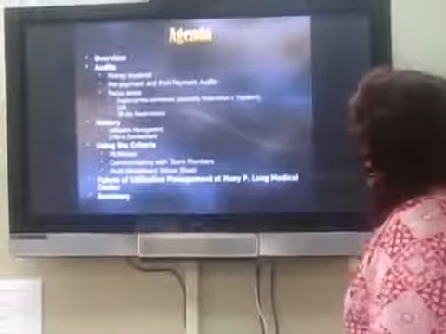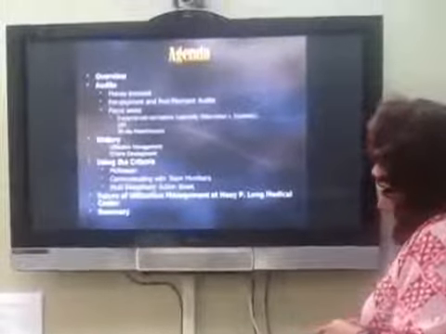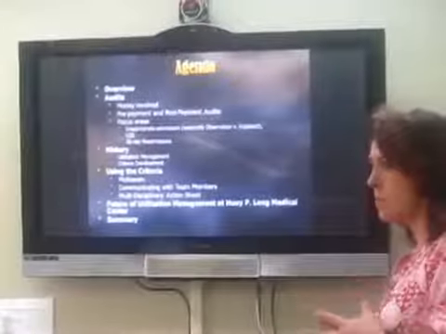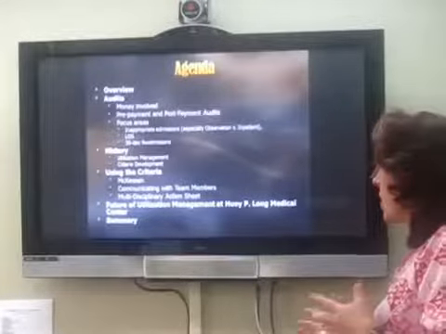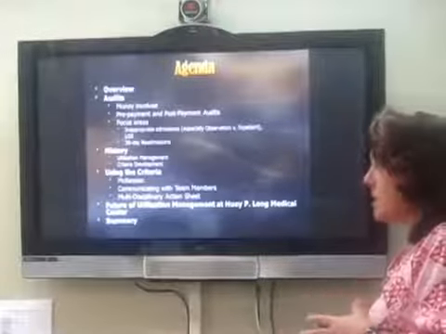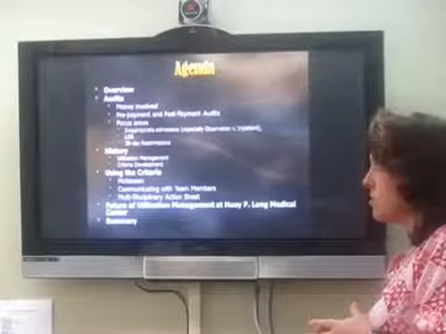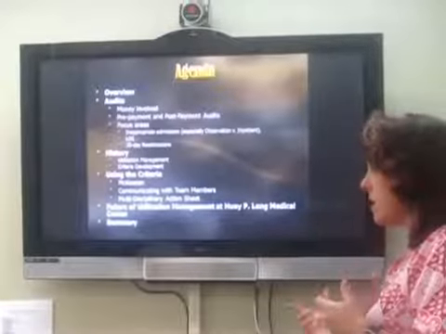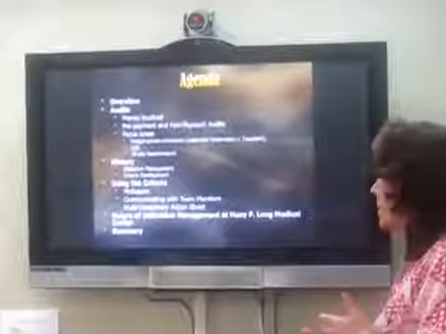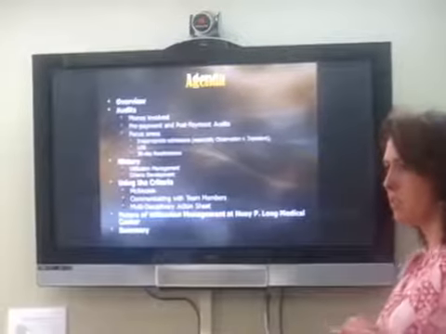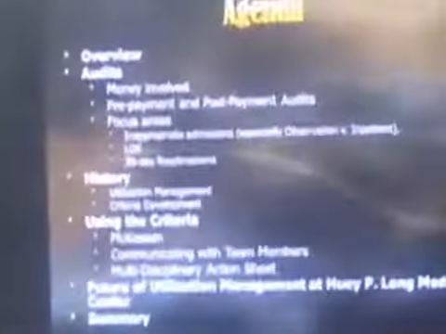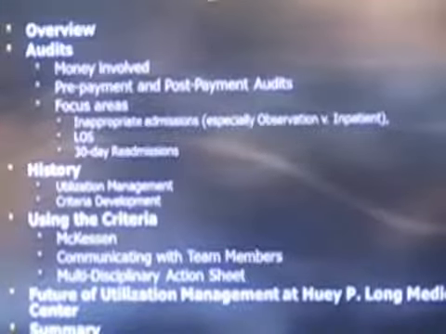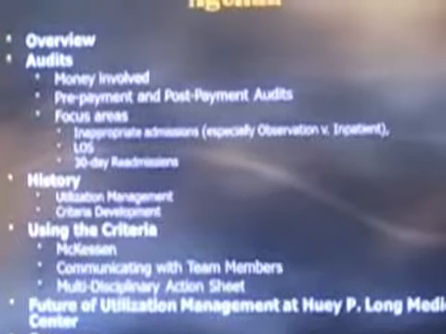Our agenda is just basically to do an overview and to talk about what audits are. We had a presentation this morning, and that presentation talked a lot about the types of things that the payer sources or the regulatory agencies are looking at, why they would audit us, and what would trigger an audit. That's really important to utilization management, recognizing the types of things that we're trying to avoid in trying to avoid an audit or successfully complete an audit.